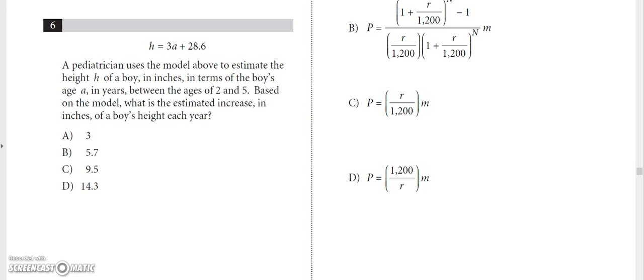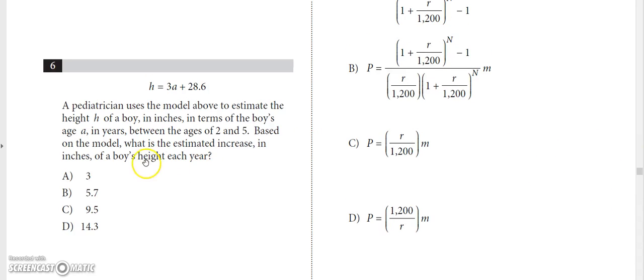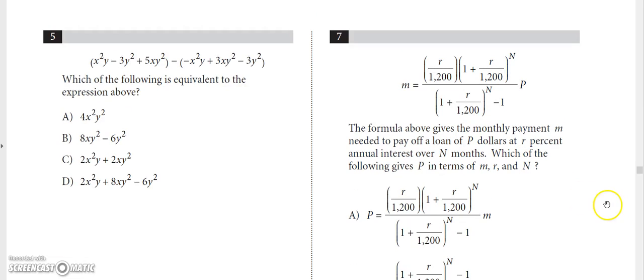28.6, if you think about it graphically, is going to be our y-intercept. And why is there a y-intercept? Because that's where it starts, right? That's where our graph starts, usually. So in this sense, we're starting out with a height of 28.6, so that's not going to matter too much for this question. What's really going to matter is the 3. That's how much we're growing by each year, right? 3 times whatever the age is. So the answer is going to be A. That was a really easy question. It's going to be 3. Alright, moving on to number 7.